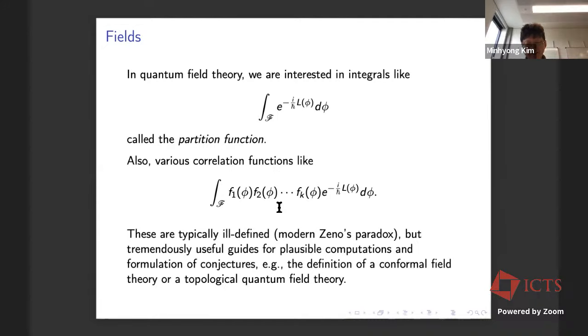So it's like the misconception that existed in the old days. We don't really know how to sum these things properly to give the results observed in nature at the moment. But in spite of that, they are tremendously useful guides for plausible computations and formulations of mathematical conjectures as well. So thinking about formal properties that these kinds of integrals have gives rise to conjectures. This will give rise to definitions, from a mathematical point of view, of things like conformal field theory or topological quantum field theories.